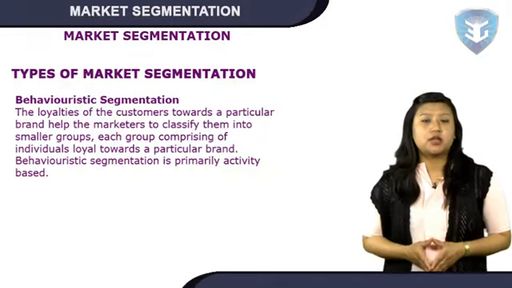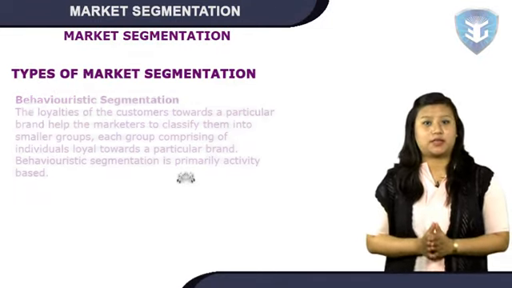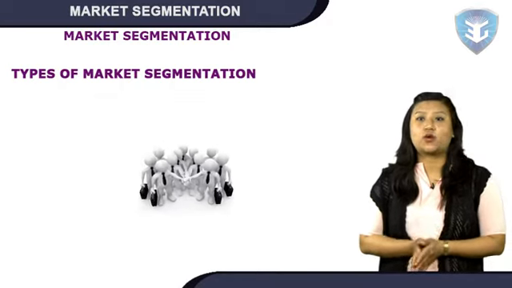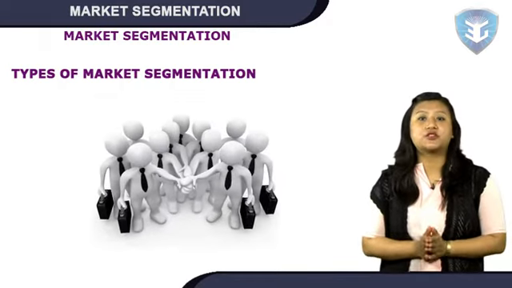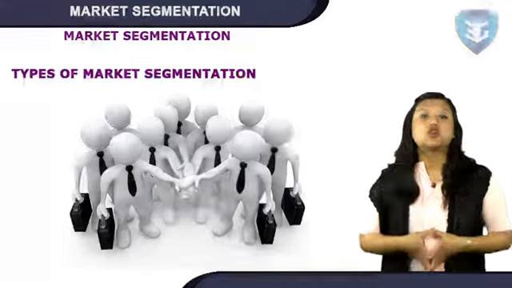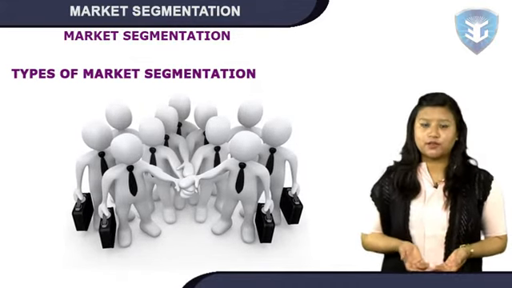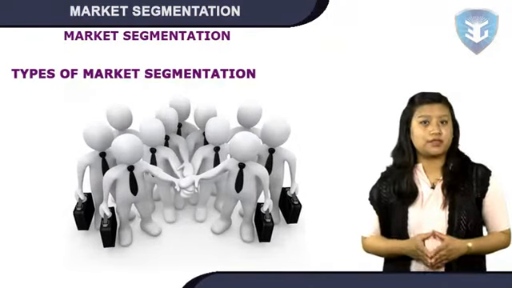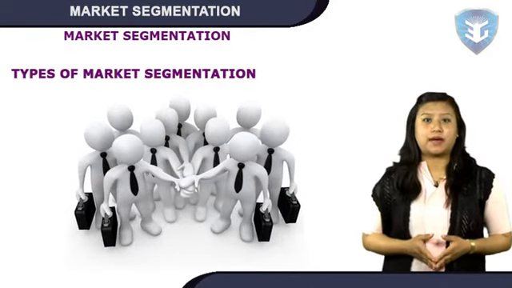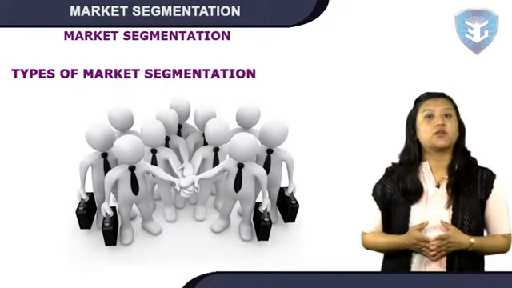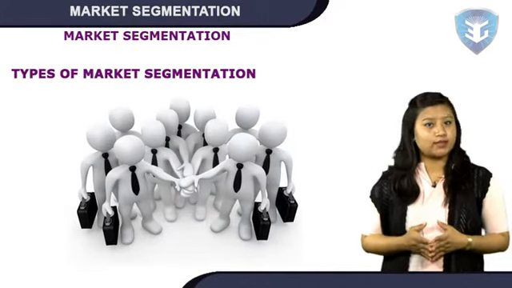Behavioristic segmentation is primarily activity-based. It includes hobbies, sports and fitness, involvement, purchasing behavior, entertainment, social events, dining patterns, any behavior that can be measured and quantified. Behavioristic segmentation looks at consumer behavior patterns, frequent and infrequent purchases, loyalty to a product, etc.